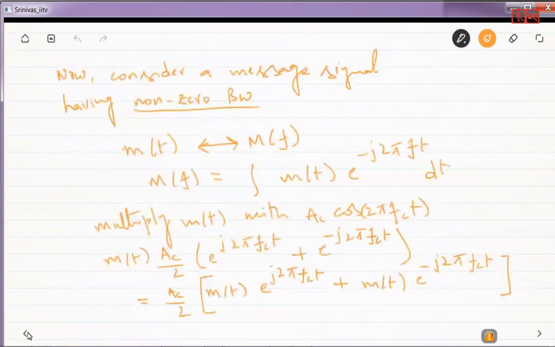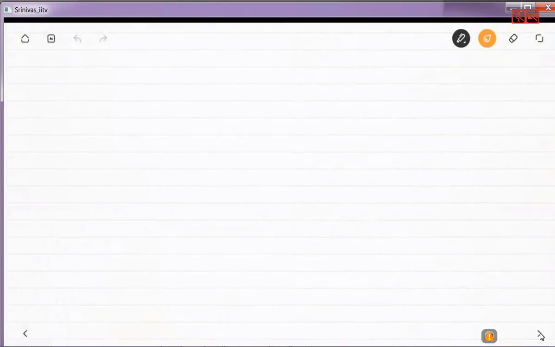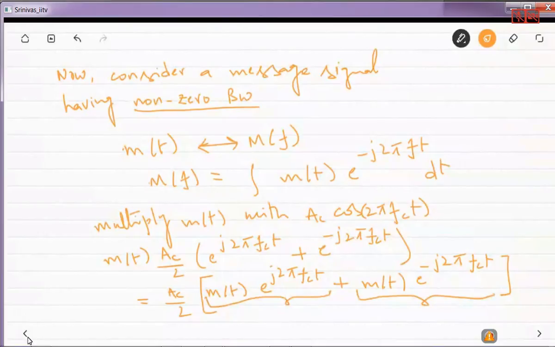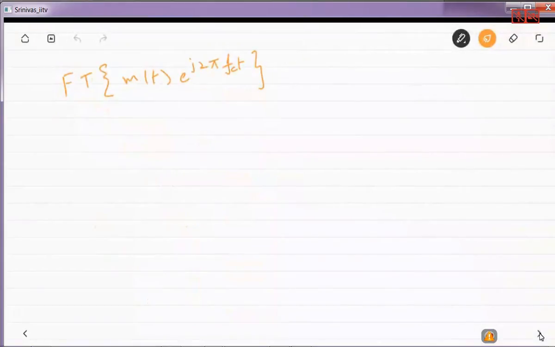So if you take the Fourier transform of m of t e power j 2 pi fct, basically what I'm trying to do is take the Fourier transform of this and of this. Fourier transform is a linear operation, so the Fourier transform of a plus b is the Fourier transform of a plus the Fourier transform of b.